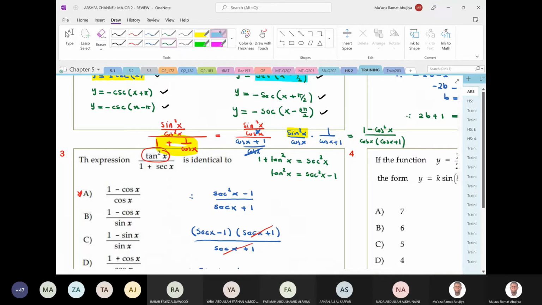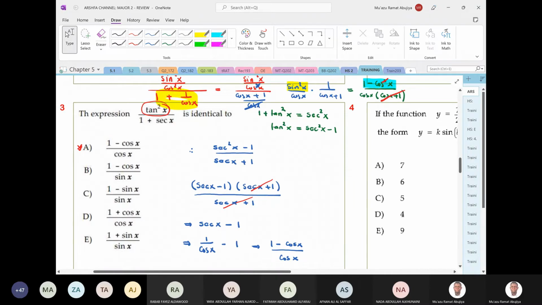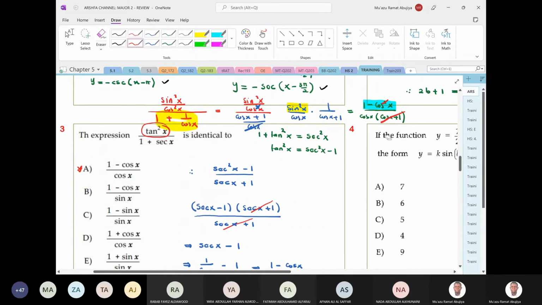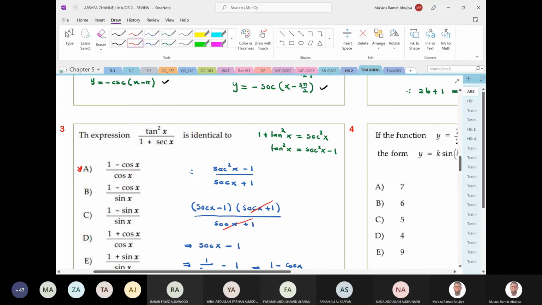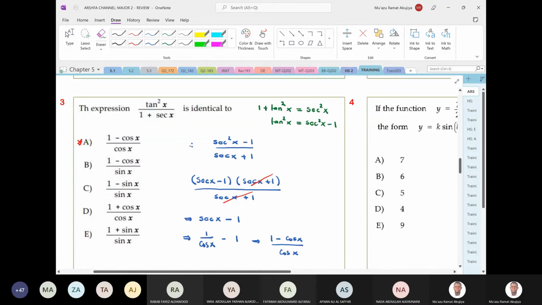Now, you see that this one is again a difference of two squares. That means 1 minus cosine, 1 plus cosine. So if you cancel that one with 1 plus cosine, you are left with 1 minus cosine over cosine, which is going to give you the same answer. But as I said, the calculation is going to be more as compared to when we use the property. But can you use it? Of course you can. The choice is yours. Any question, please?